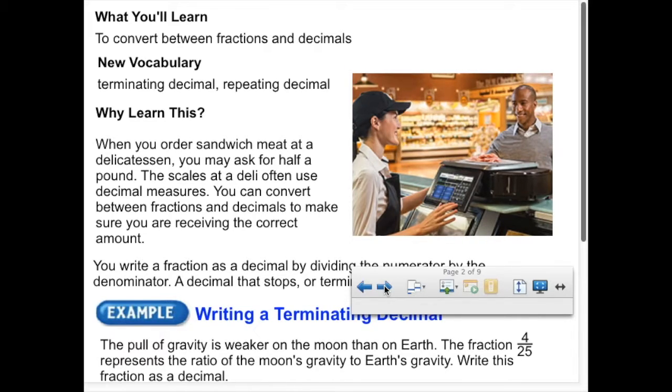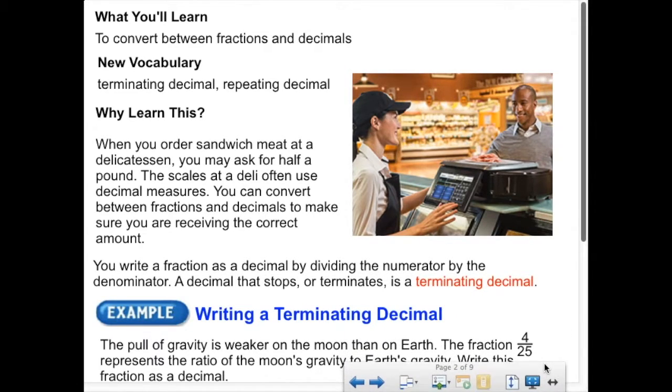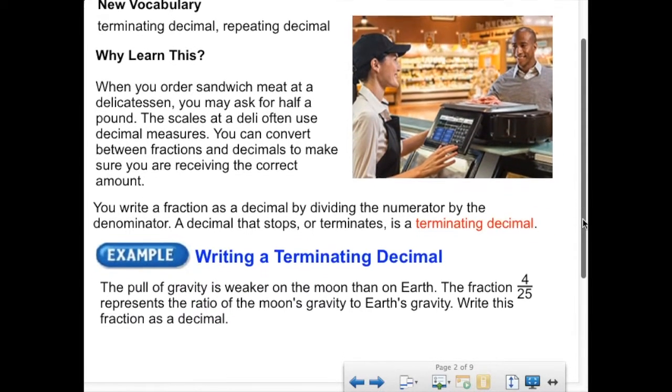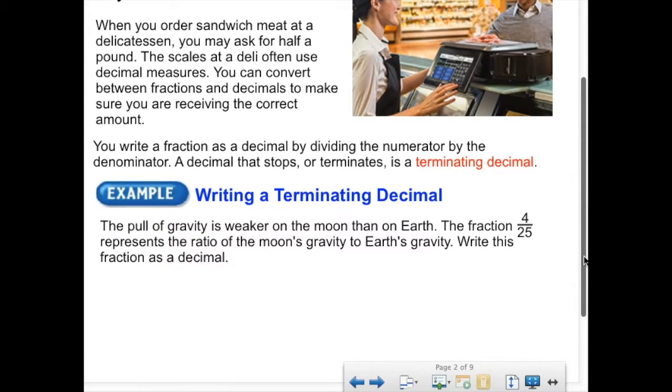Why learn this? When you order a sandwich, meat at a delicatessen, you may ask for half a pound. The scales at a deli often use decimal measures. You can convert between fractions and decimals to make sure you are receiving the correct amount. You write a fraction as a decimal by dividing the numerator by the denominator. The decimal that stops or terminates is a terminating decimal.